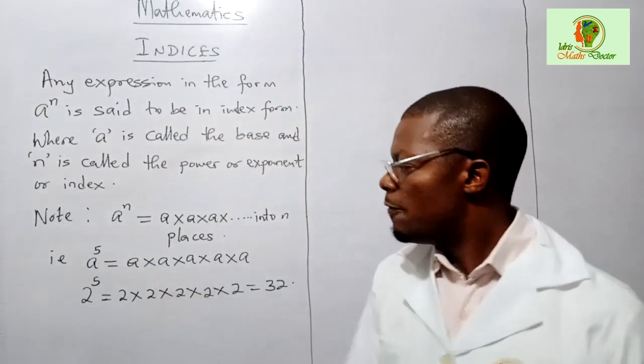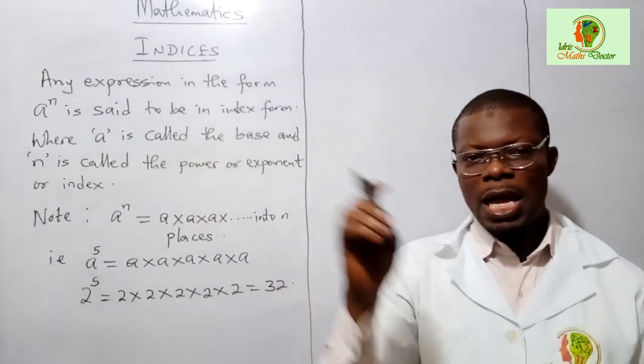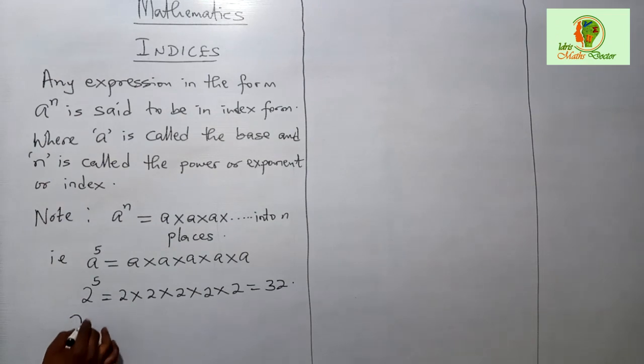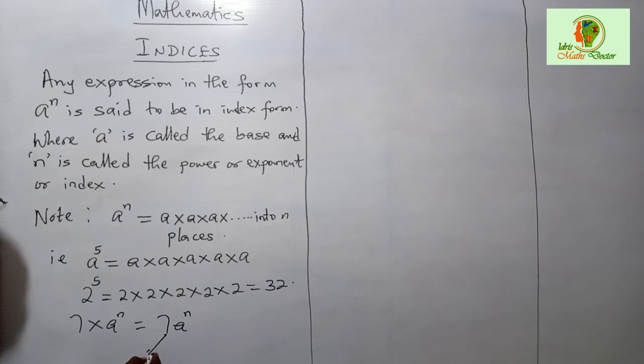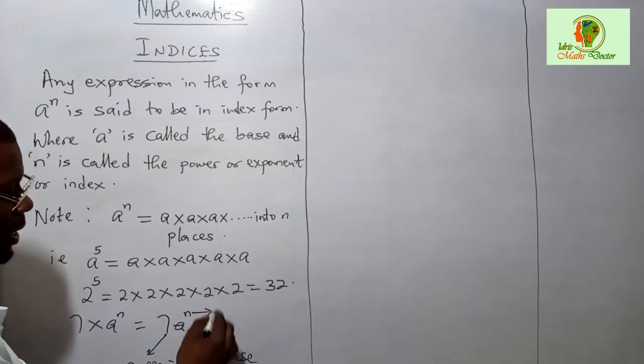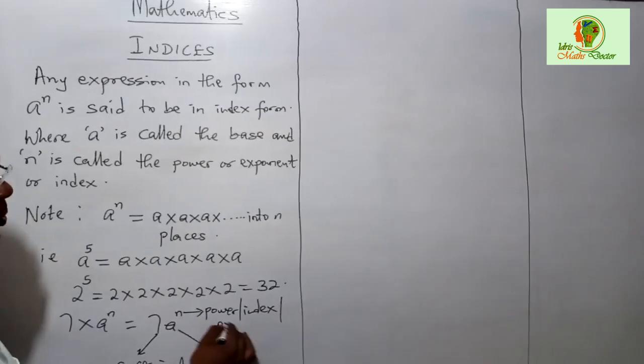Now, if any number, any constant is multiplying our, let's say, a raised to power n, that number is referred to as coefficient. For example, let's say we have 7 multiplying a raised to power n. This can be written as what now? 7a raised to power n. Note, this 7 is what we call coefficient. The a is the base, while the letter n remains either power, index, or exponent. Take note.